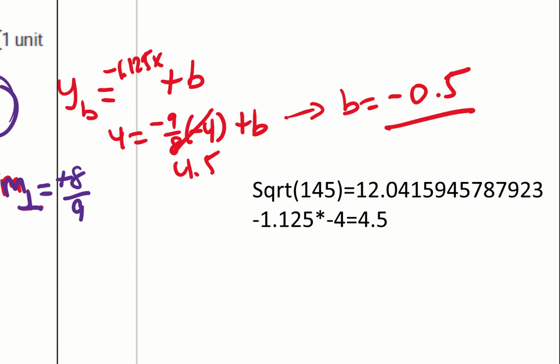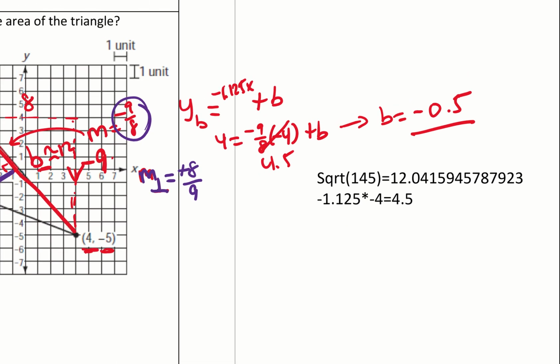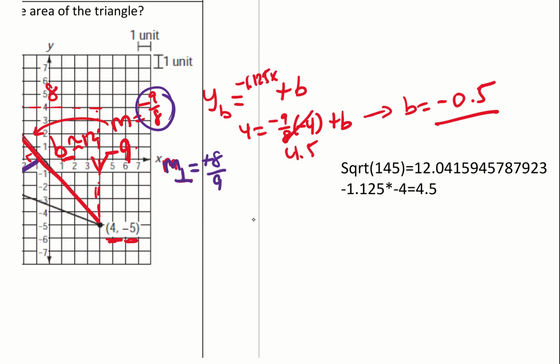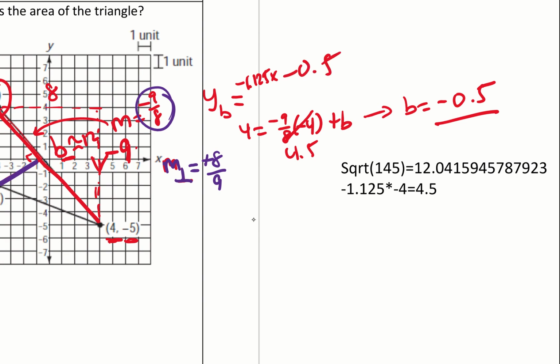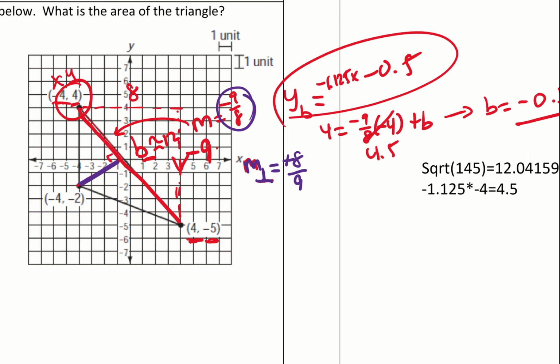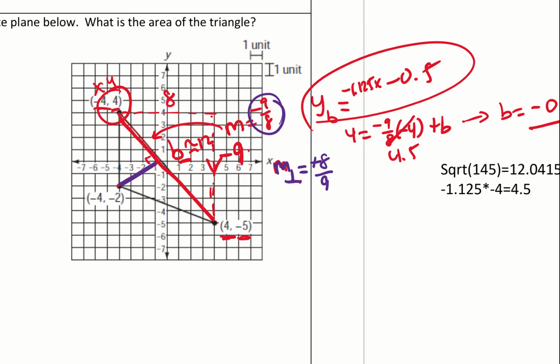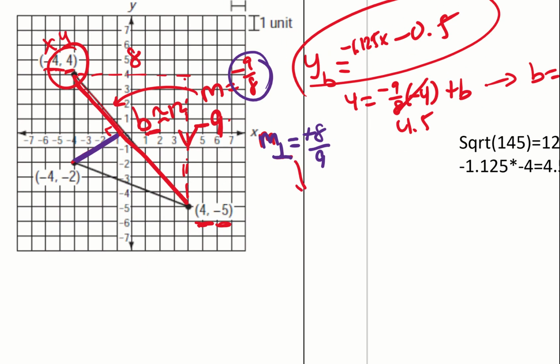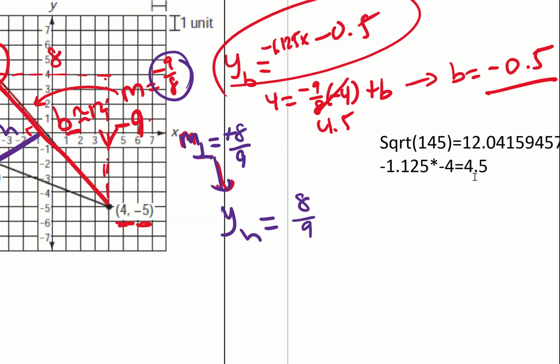Okay? So now we know what b is. So that's my equation. Let's change this to -0.5. So that's the equation of the red line. Let's do the equation of the purple line. Let's call the purple line YH for height. So it's mx plus b. What is 8 divided by 9? Let's do that right now. Well, 8 divided by 9 should be 0.888. So it should be about 0.89.